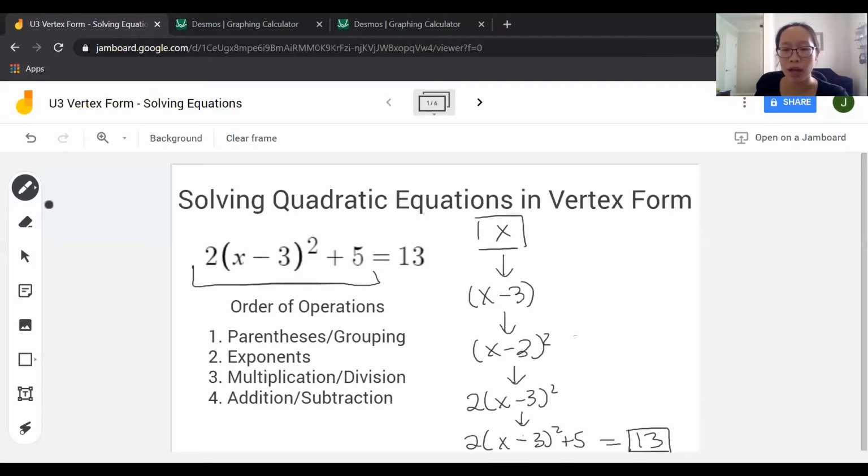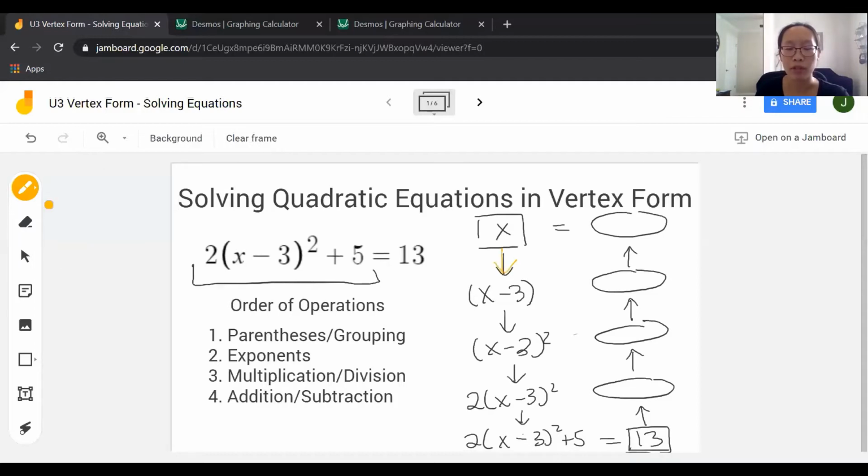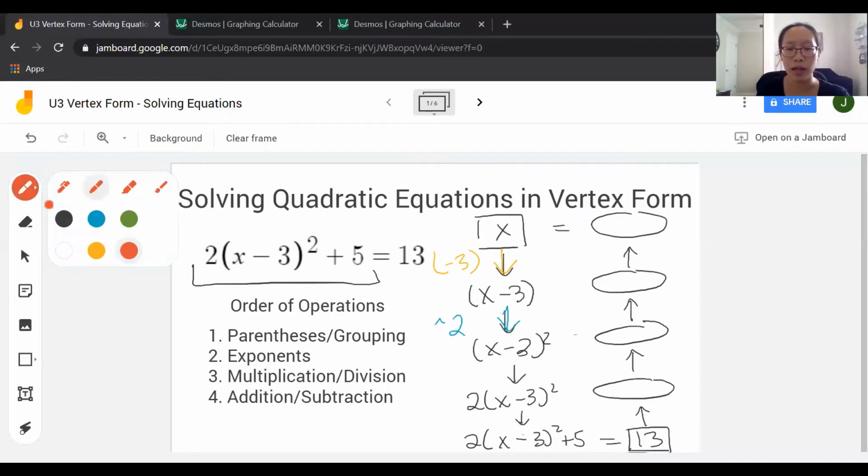But I know that I can also reverse these arrows. It's like taking a train. If I go back uptown, I will pass through all the same stops, and I will eventually come back to where I started. So going downtown, we first had our operation in parentheses where we subtracted 3. And then we had our exponent where we squared, then we multiplied by 2, and then finally we added 5.